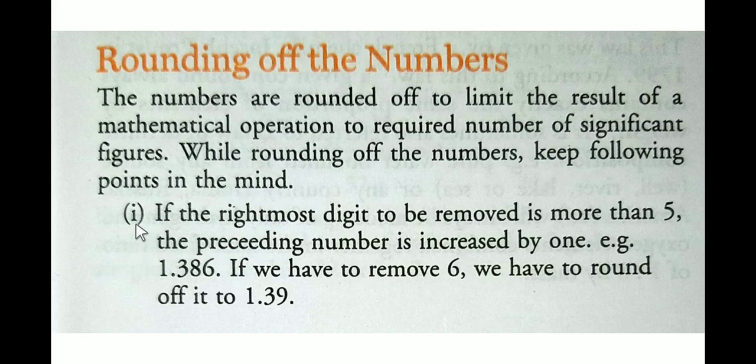Okay. Rule number 1: if the rightmost digit to be removed is more than 5, the preceding number is increased by 1. For example, if the value is 1.368 and we have to remove the last digit, we see the digit is 6, that is, it is greater than 5. So we have to round it off as 1.39. We have to add 1 to this 8. Therefore the value is 1.39. Okay.